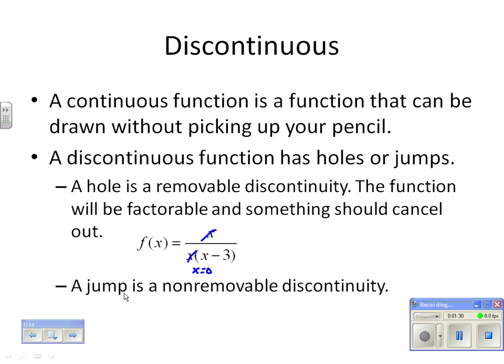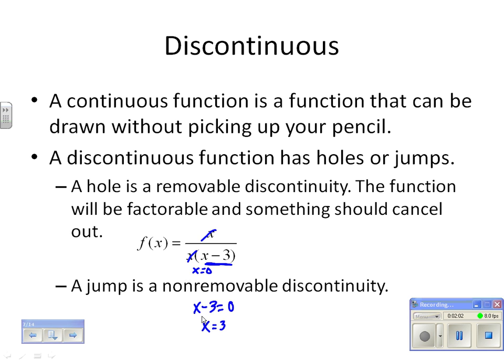A jump is considered a non-removable discontinuity because it's not something we can just take out and it would be continuous. And on an equation, that's the part that's left over here, is a jump that I could say x minus 3 equals 0 and find out where that jump is, because those are vertical asymptotes, which we'll talk about a little bit more later. Okay, so that's the difference as far as what the equation looks like.